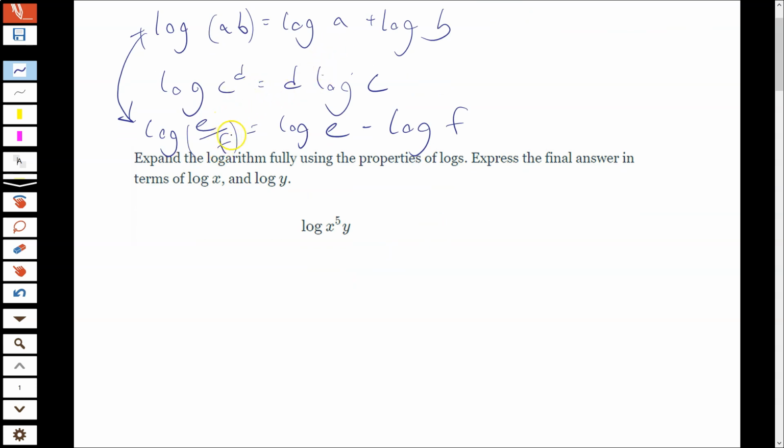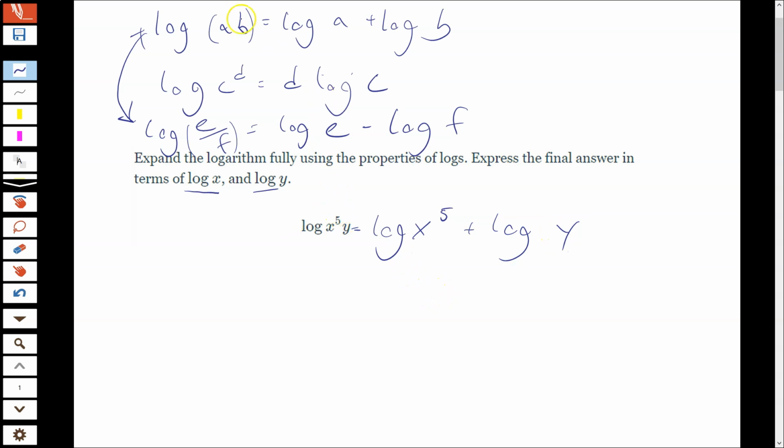We're going to use these three properties to simplify and expand some expressions involving logarithms. Here's an example. We have log of x to the fifth times y. I want to fully expand it, and it says express the answer in terms of log x and log y. So the only thing that should be inside my logarithms when I'm done is just plain old x and y. We're going to do this in two steps. The first step is my first property, so I'm going to say log x to the fifth plus log of y.